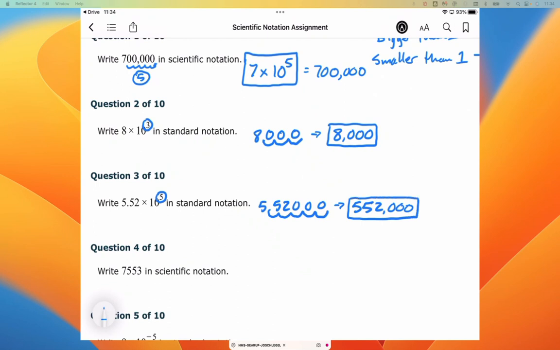And again, this 552,000 is the exact same number that we started with, which was 5.52 times 10 to the 5th, just written differently.